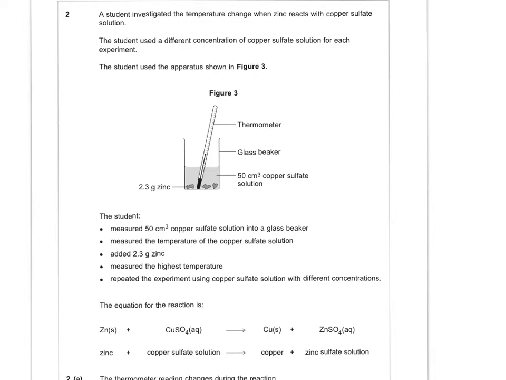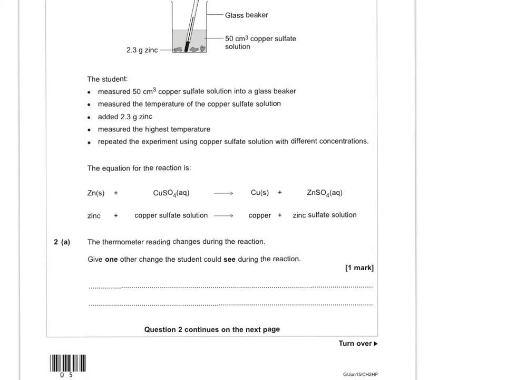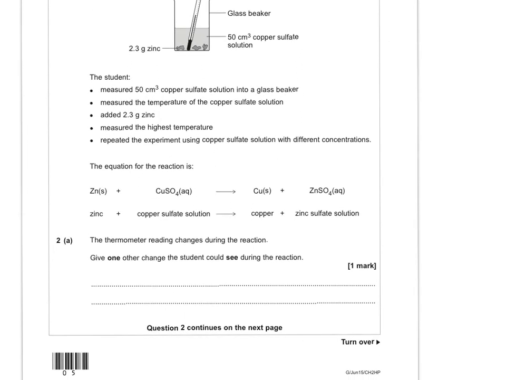Then repeated the experiment using copper sulfate solution with different concentrations. The equation for the reaction is zinc, which is solid, plus copper sulfate, which is aqueous, gives you copper, which is solid, and zinc sulfate, which is aqueous. The thermometer reading changes during the reaction. Give one other change the student could see during the reaction.